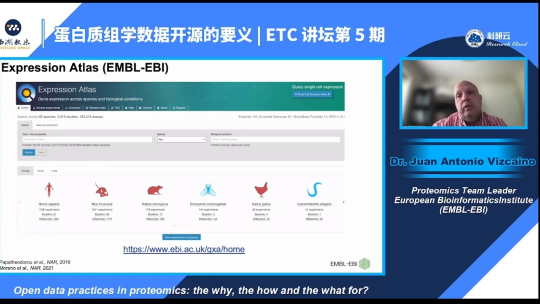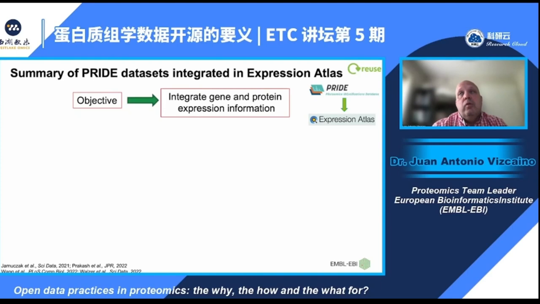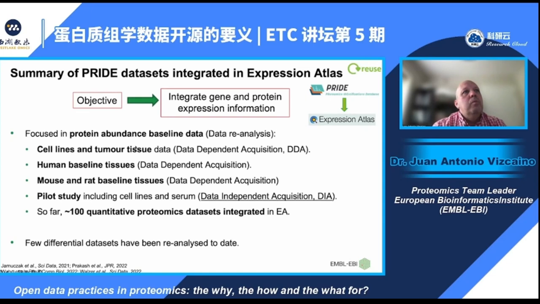This is why we have been curating and reanalyzing data sets from PRIDE and integrating this information in Expression Atlas. And we have done this for a number of studies, cell lines and tumor tissue, human, mouse and rat baseline studies. We have also done a pilot study with cell lines and serum. And all this has been published recently. So far, approximately 100 quantitative proteomics datasets are integrated in Expression Atlas. And this is really how it looks.